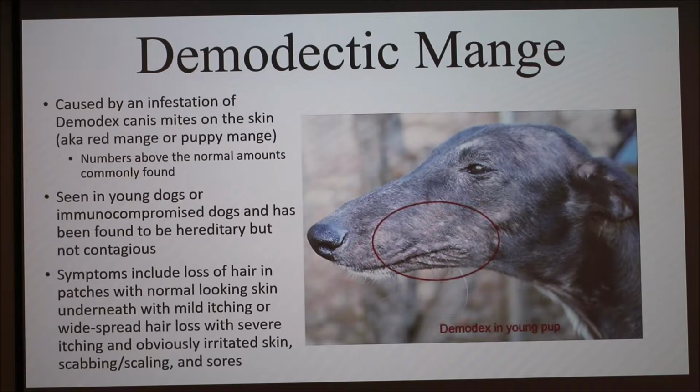And the symptoms include loss of hair in patches, with normal looking skin like this one, it just kind of looks like white skin underneath. And it's mild itching. And then you can also have widespread hair loss, which causes severe itching, and it shows obviously red and irritated skin with scabbing or scaling and sores.